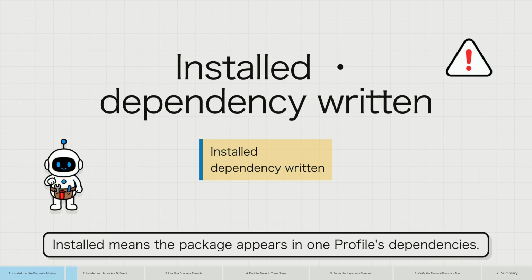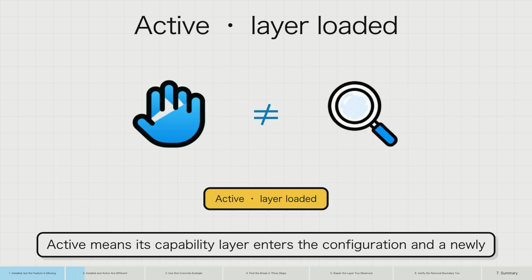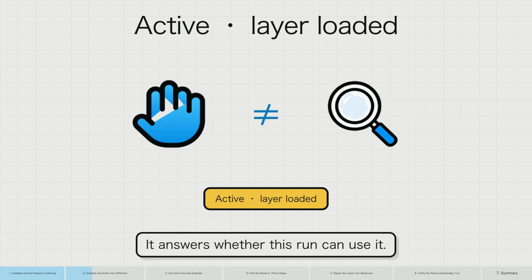Installed means the package appears in one profile's dependencies. It answers whether files and manifests changed. Active means its capability layer enters the configuration and a newly started session loads it. It answers whether this run can use it.